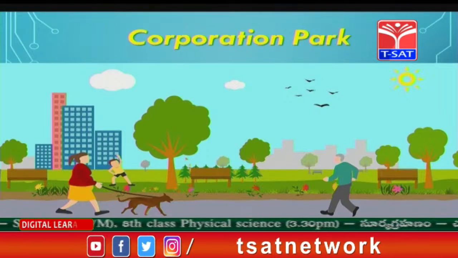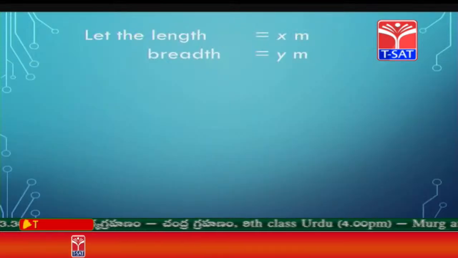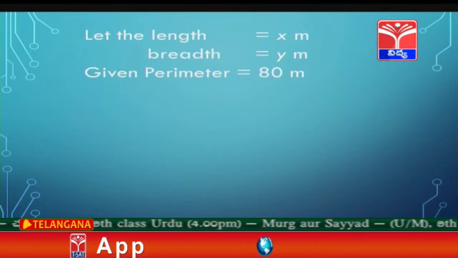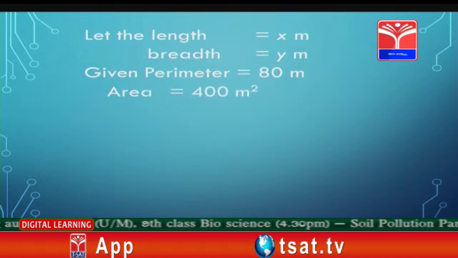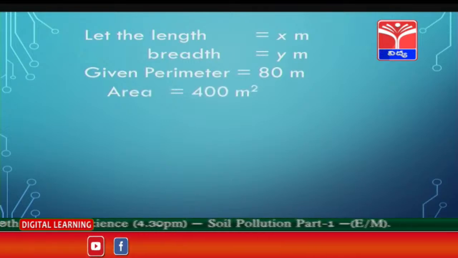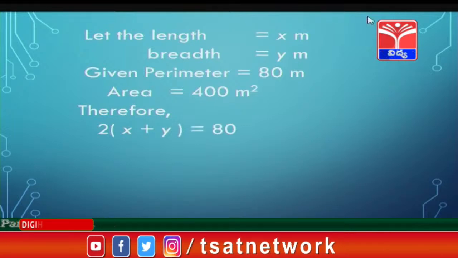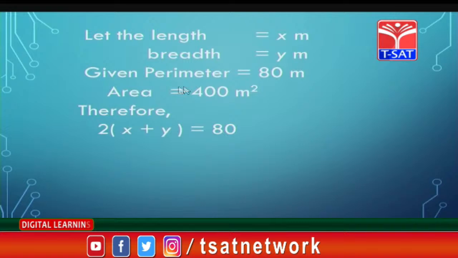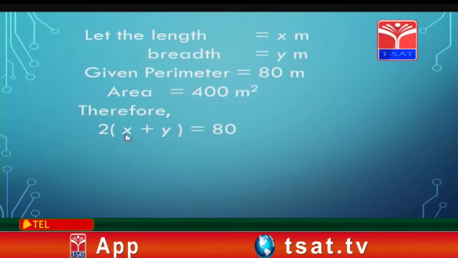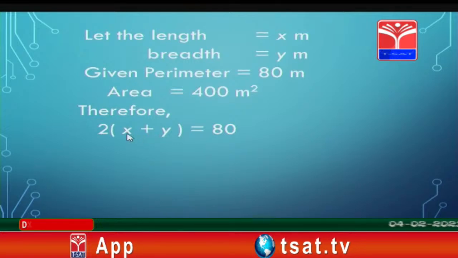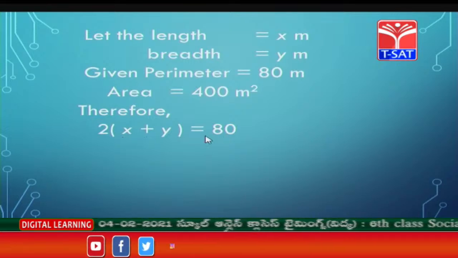So, I consider the length as x meters and breadth as y meters. What is the perimeter given to us? It is given to us as 80 meters and area of the park should be 400 meters square. Therefore, perimeter given is 80 meters, which means we know the formula to find the perimeter as 2 times of x plus y. 2 times of length plus breadth, we have taken length as x and breadth as y. So, 2 times of x plus y is equal to 80.